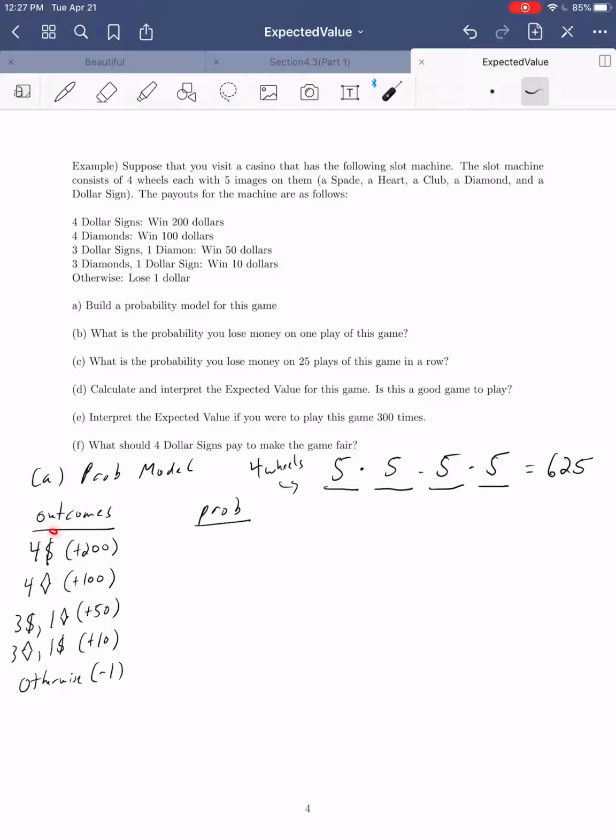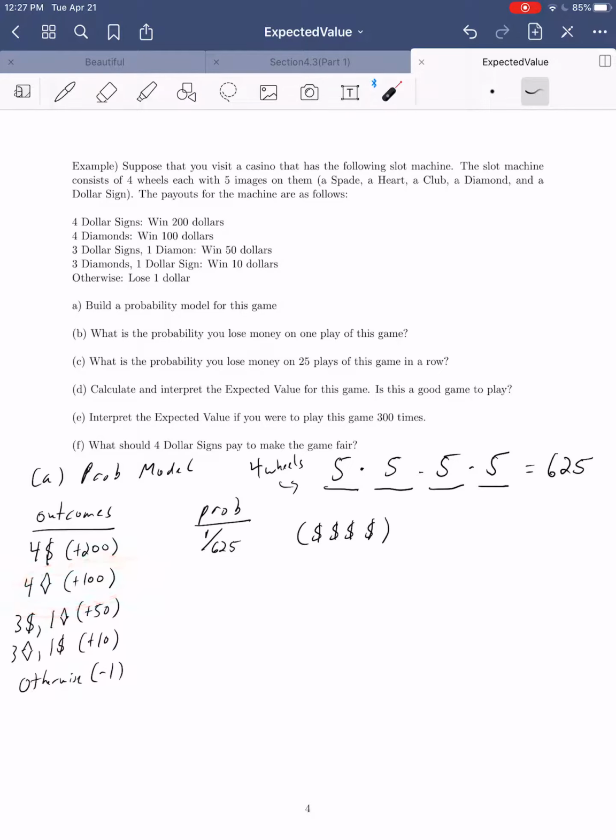All right, how many of those give you 4 dollar signs? Well, that should be very simple. There's only one. The machine would literally have to look like dollar sign, dollar sign, dollar sign, dollar sign. So that probability would be 1 out of 625. There's only one thing where we would end up with 4 dollar signs out of those 625 possibilities.